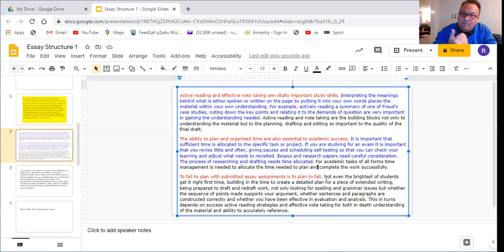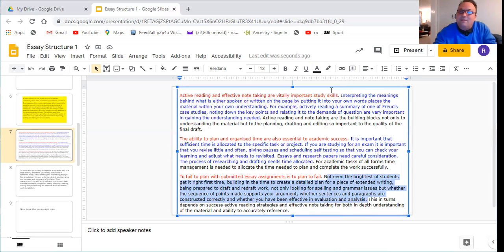The last paragraph, which starts to fail to plan with submitted essay assignments is to plan to fail. It then supports that by saying, not even the brightest of students get it right first time. Building in the time to create a detailed plan for a piece of extended writing, being prepared to draft and redraft work, not only looking for spelling and grammar issues, but whether the sequence of points made supports the argument, whether the sentences or paragraphs are constructed correctly, and whether you have been effective in evaluation and analysis.